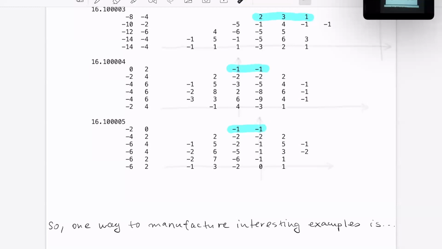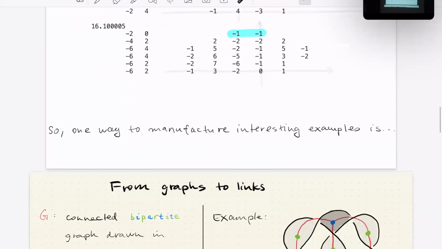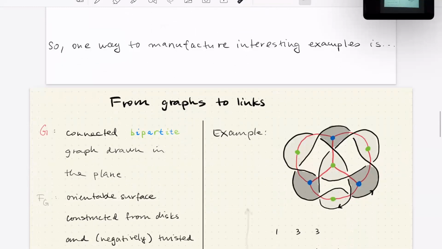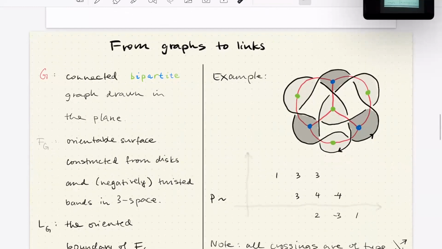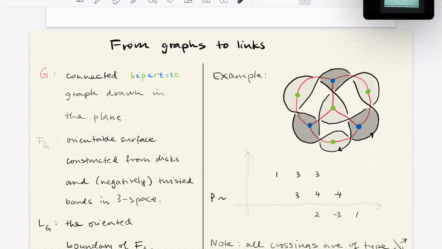I'd like to come up with something more exciting than just 1, 1. Okay, so one way to manufacture examples that are more interesting is this. This construction starts from a graph G. So here's an example right away. The graph is this red structure in the middle. This one is the graph.